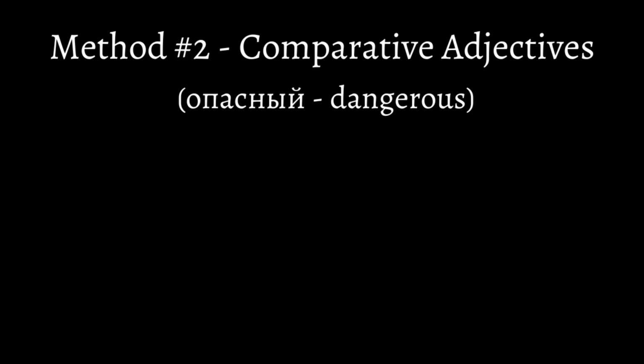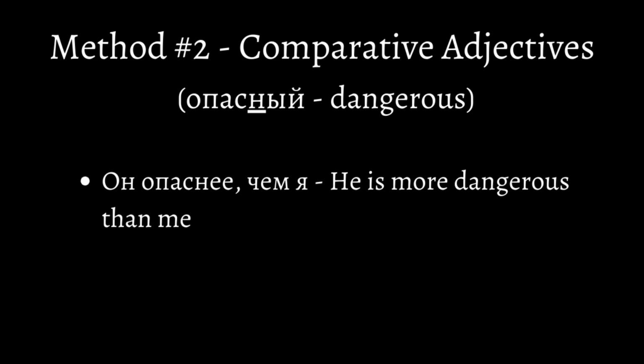Here are a few examples. Here we have the adjective опасный, which means dangerous. The stem of опасный ends in N. Therefore, we use the first pattern. Он опаснее, чем я.